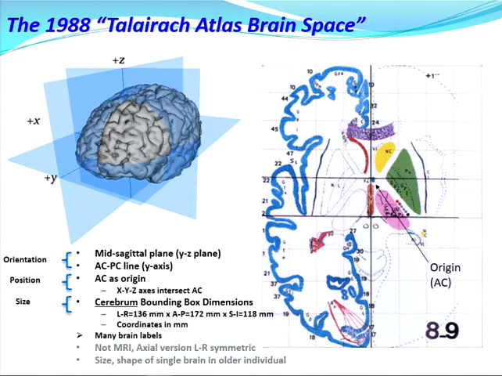So what does it mean to adjust a brain to the Talairach Atlas brain space? Here I'm showing you the general schema. We have to do something to orient the brain to match the brain in the atlas, and then position and size. This approach has been around for many years, and early on it was done manually, where people would identify the mid-sagittal plane and the ACPC manually and then adjust the brain to a fixed size. Now we use automated approaches.